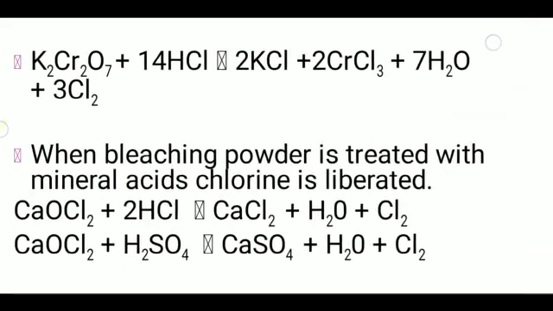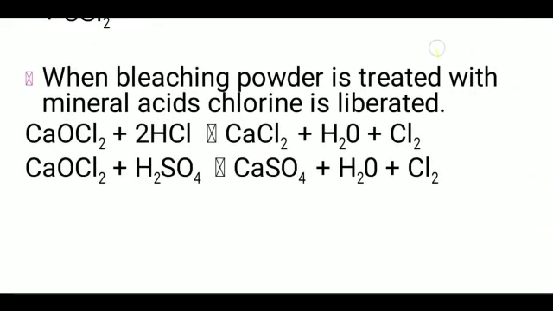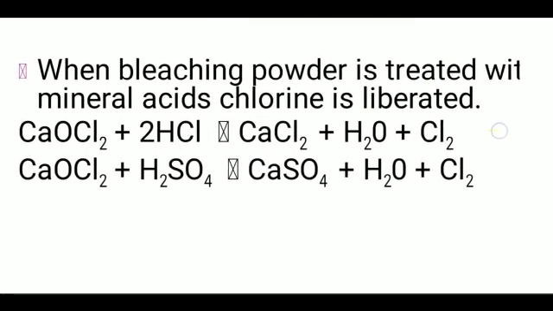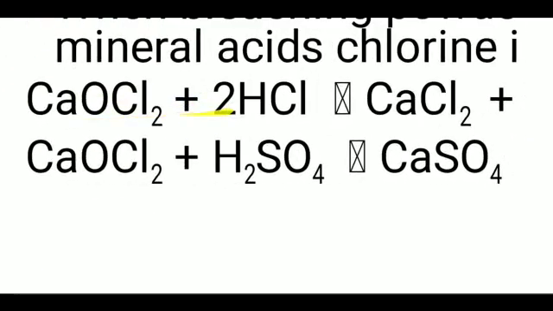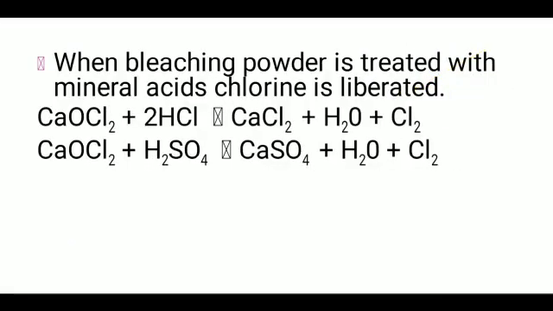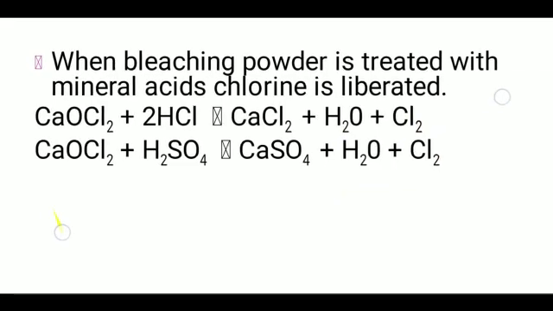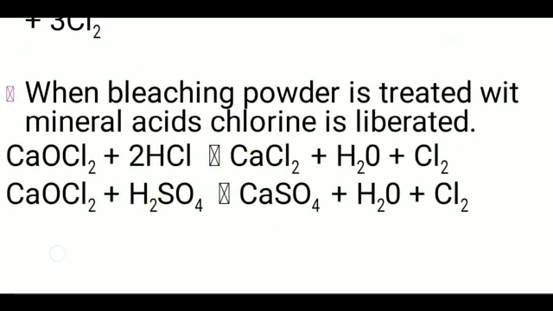When bleaching powder is treated with mineral acids, chlorine is liberated. The chemical reaction involves CaOCl2, calcium oxychloride, which is the bleaching powder. CaOCl2 is the formula for bleaching powder. CaOCl2 plus 2HCl gives us CaCl2 plus H2O plus Cl2. Then again CaOCl2 plus H2SO4 gives us CaSO4 plus H2O plus Cl2. Hydrochloric acid and sulfuric acid are mineral acids.